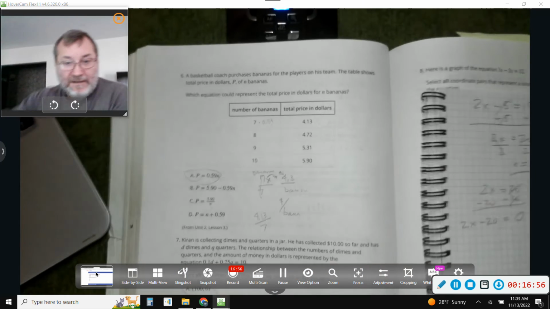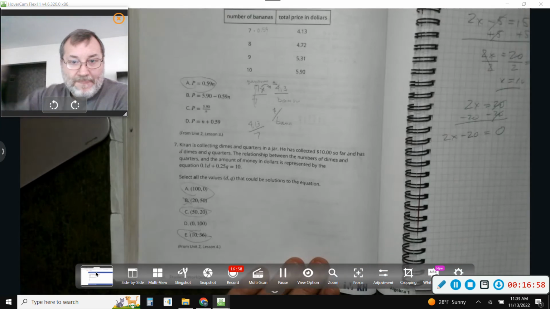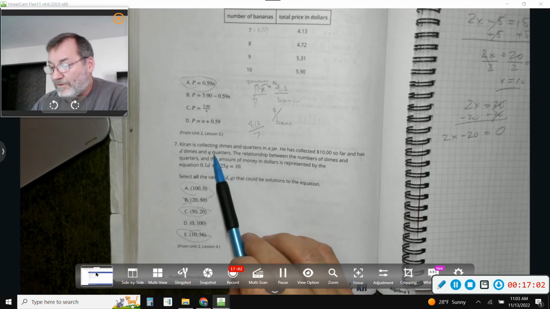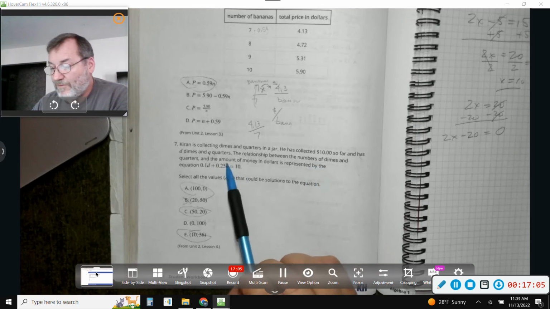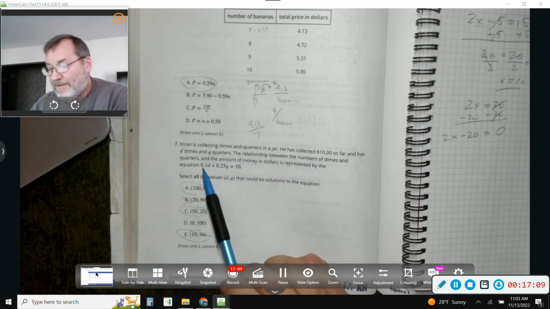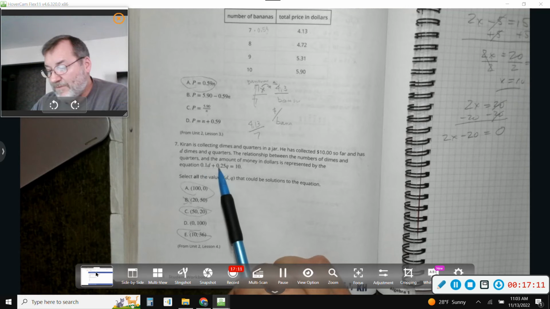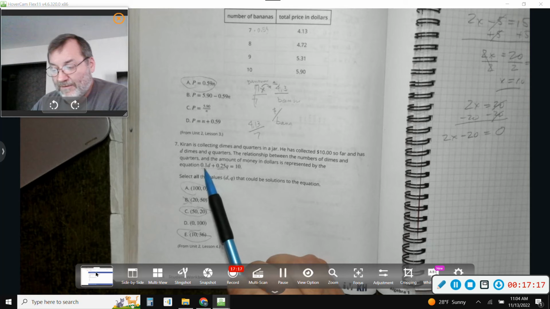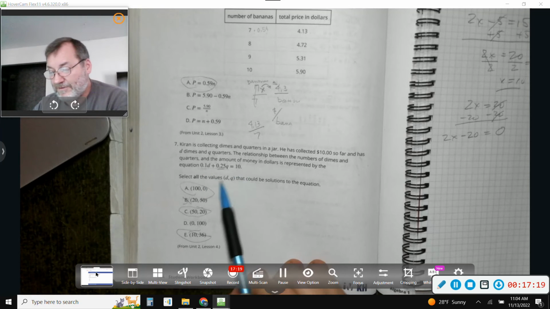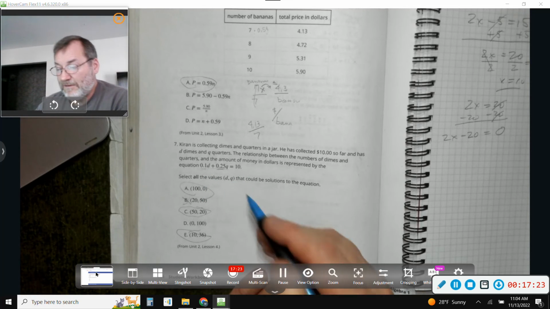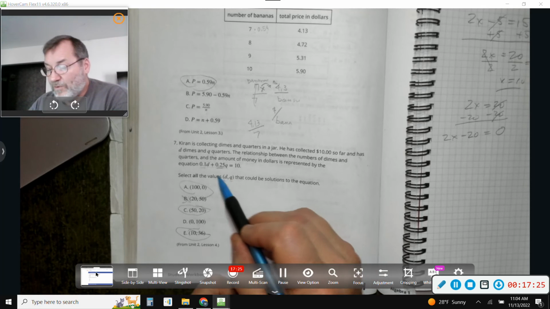Curran is collecting dimes and quarters in a jar. He's collected $10 so far. The relationship between the numbers of dimes and quarters and the amount of money is represented by the equation. That looks familiar: 0.1 times dimes plus 0.25 times quarters, the dollar amount of a dime and the dollar amount of a quarter, equals $10. Select all the values, D and Q, that will solve this equation. Remember it's dimes, quarters.